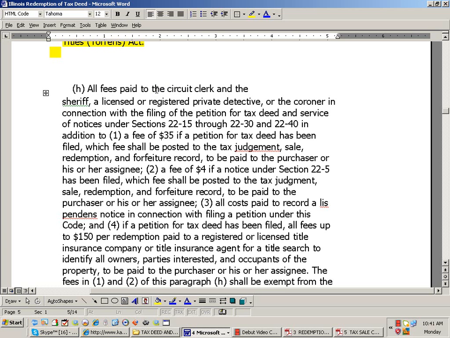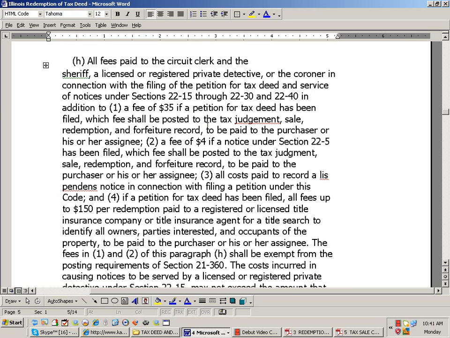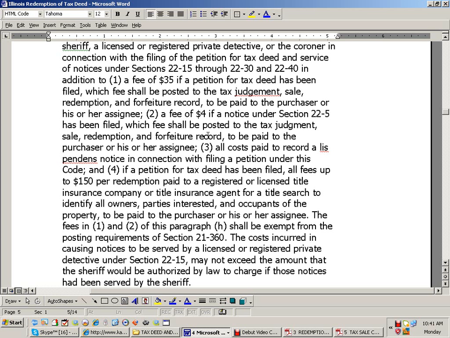These are just the fees that come from the circuit clerk's office. A fee of $35 when a petition for tax deed has been filed, which fee shall be posted to the tax judgment, sale, redemption, forfeiture record to be paid to the purchaser. Well, all we need to do is figure out where they're putting this petition in. But all this is going to the circuit clerk. Not the circuit court clerk, the circuit clerk. You met him in his other hat, right?